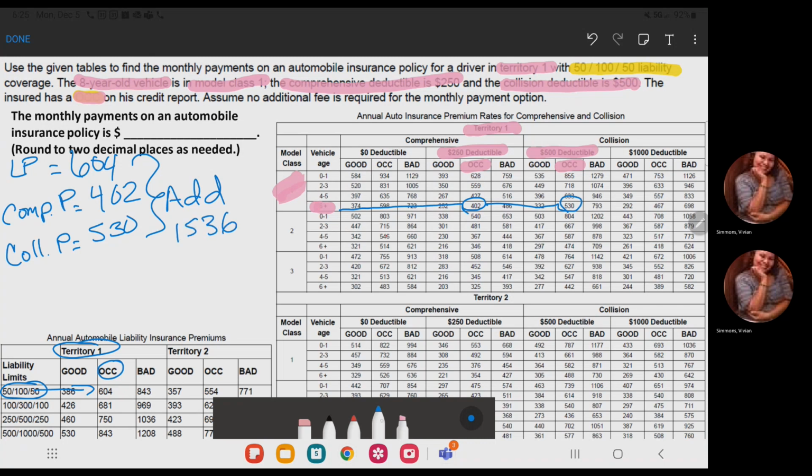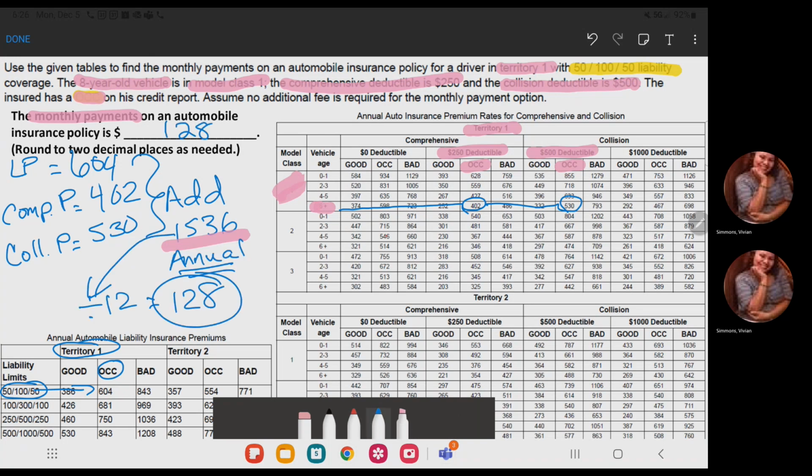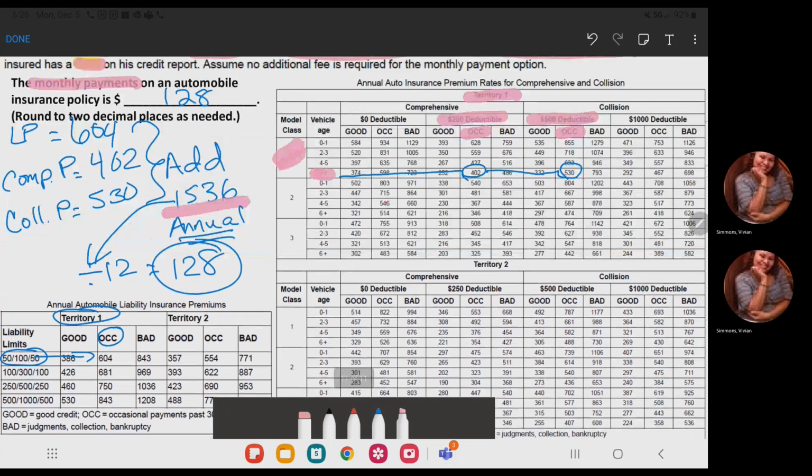1536. Note, this says monthly payments. So whenever you're looking for monthly payments, you take that annual, because notice this is the annual amount. So I need to take this and divide it by 12. That's going to give me 128. So your monthly payment would be $128. And that concludes our review for the final exam.